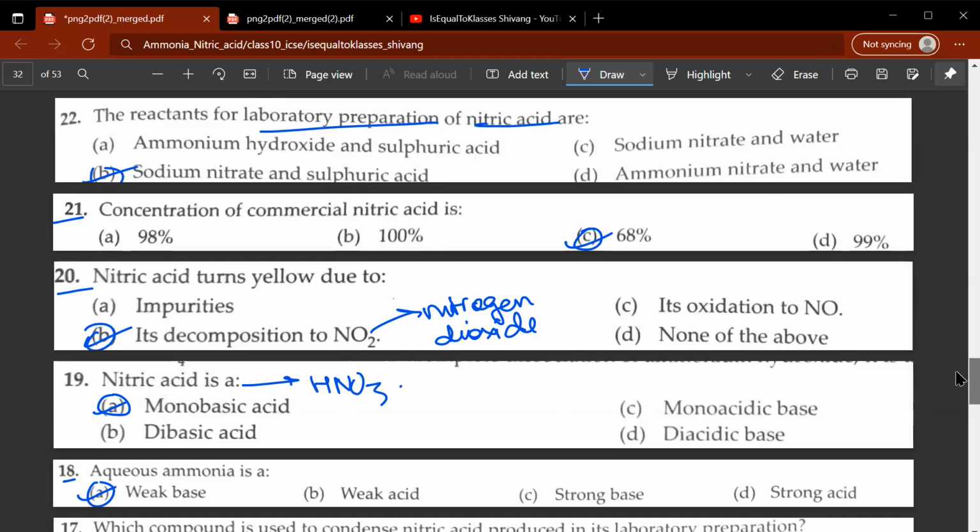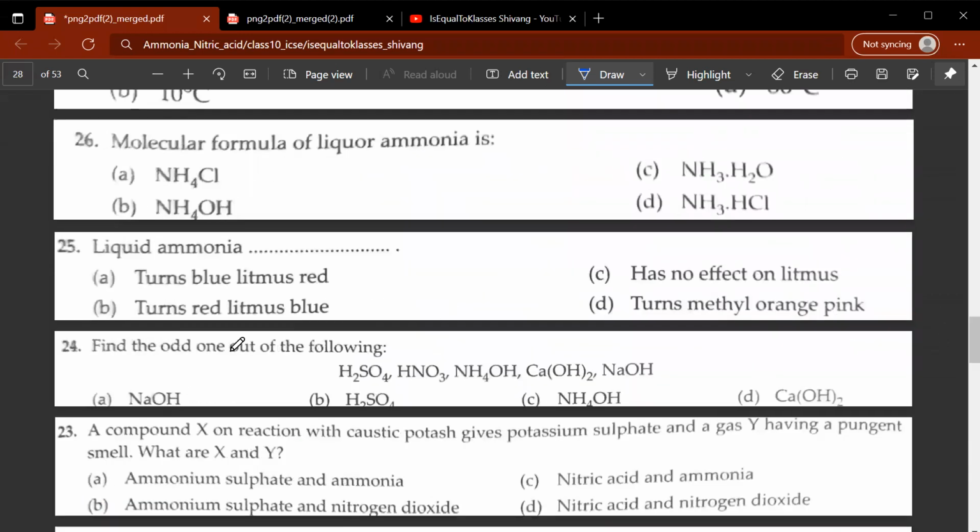Okay, so let's move on. 23rd question. A compound X on reaction with caustic potash gives potassium sulfate and a gas Y having pungent smell. What are X and Y? So X and Y would be ammonium sulfate and ammonia. Now please note that if the question has the word pungent smell, of course it would be ammonia, NH3.